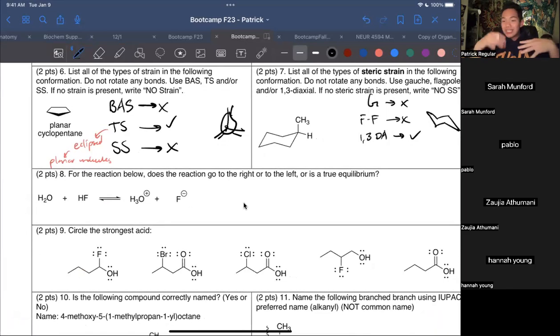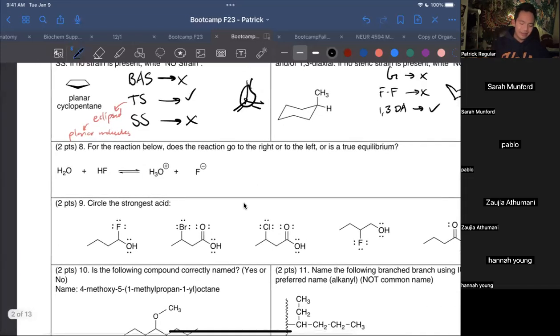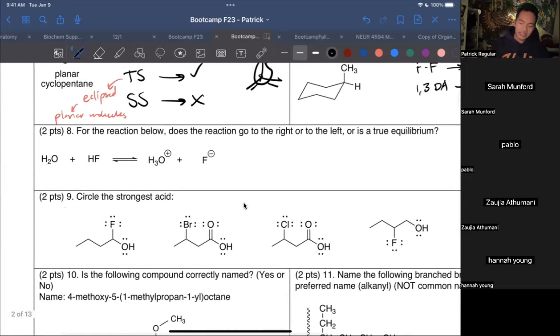99.9999% of the time on the test, it's going to shift left or right. It's usually not going to be true equilibrium. The only time it's going to be true equilibrium is if you have 2 acid components that have the same pKa, which he's not going to do. It's Dr. Berg we're talking about. Come on. So let's identify our acid components.